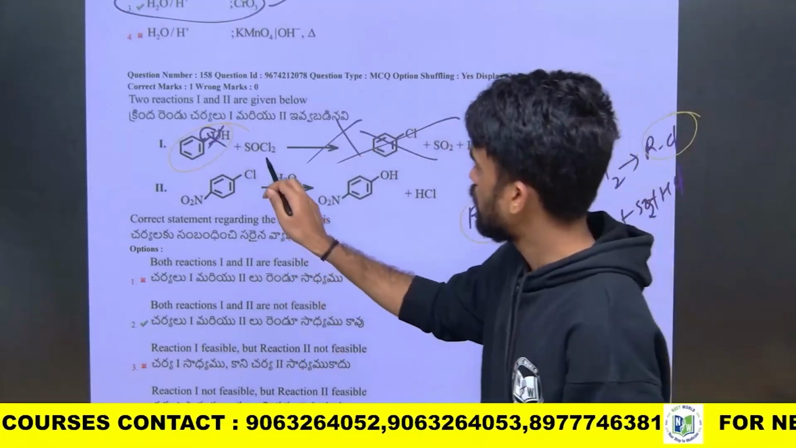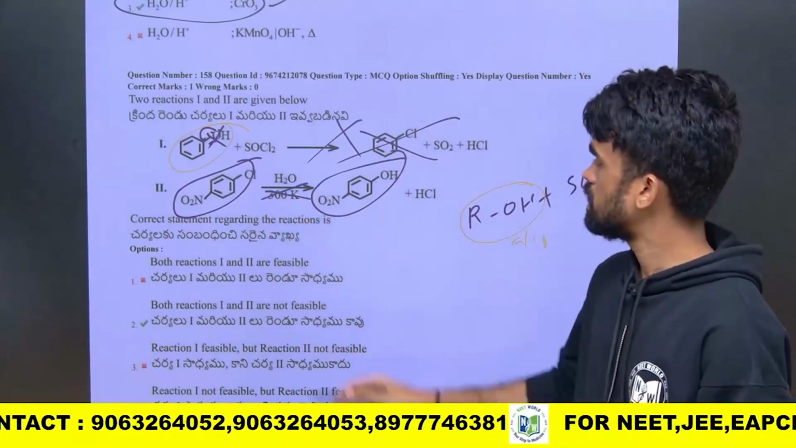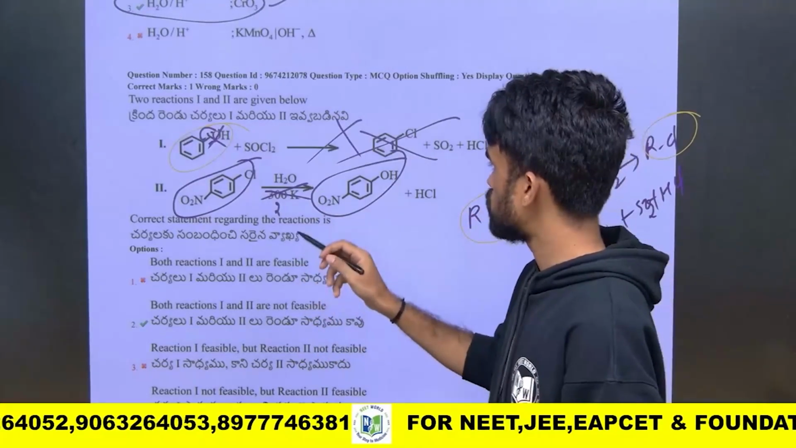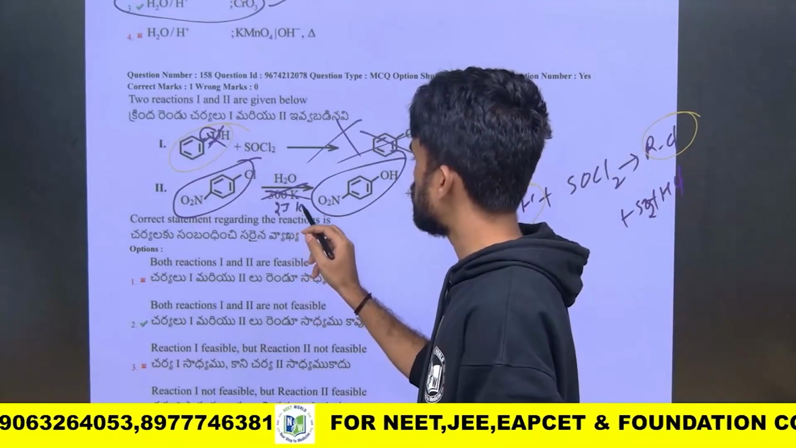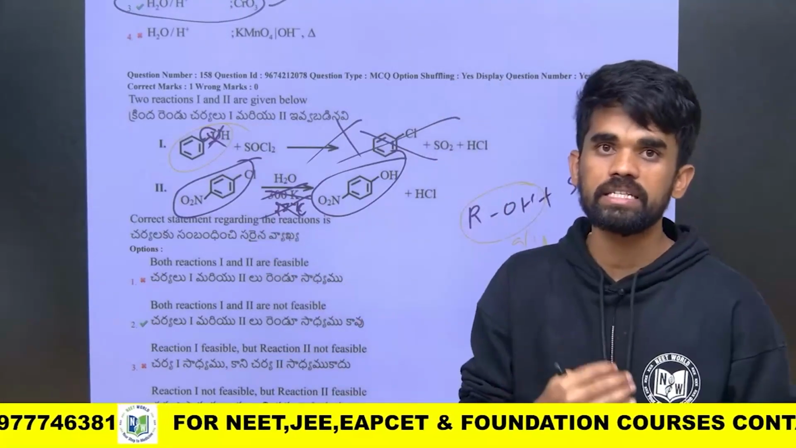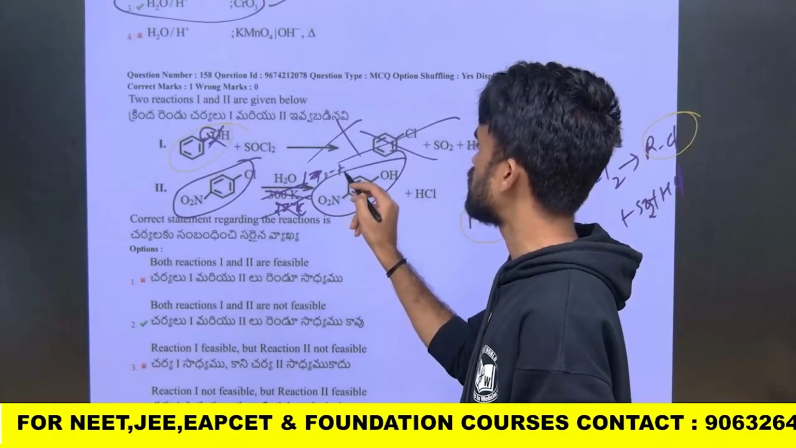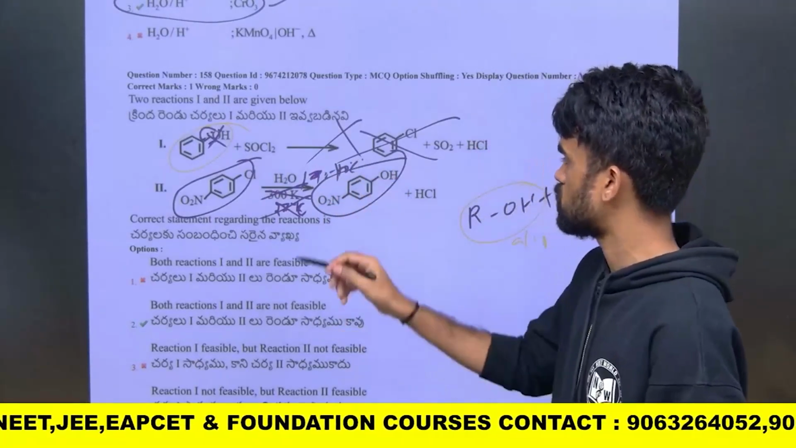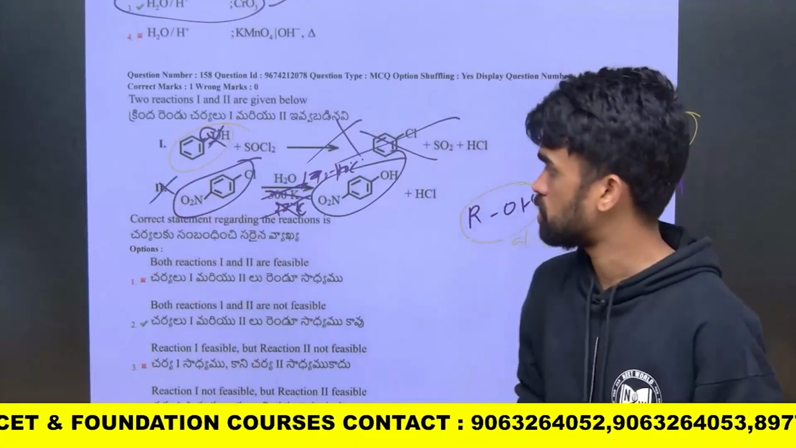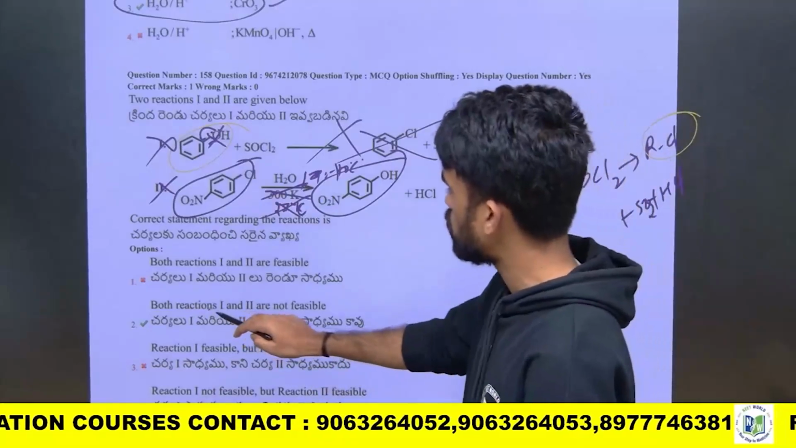In this case, yes, this reaction is possible but not at this temperature. They mention just 300 minus 273, around 27 degrees Celsius, but this reaction requires at least some 100 degrees Celsius. Exactly, it requires 140 to 170 degrees Celsius for this conversion, but they mention a lower temperature, so I am removing this option. So both reactions 1 and 2 are not feasible.